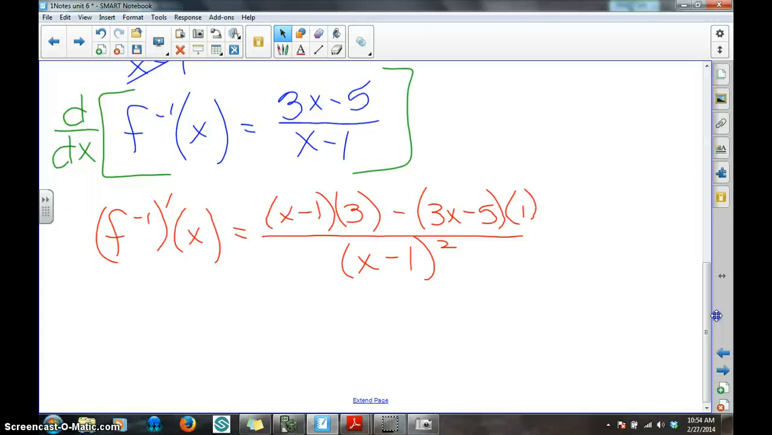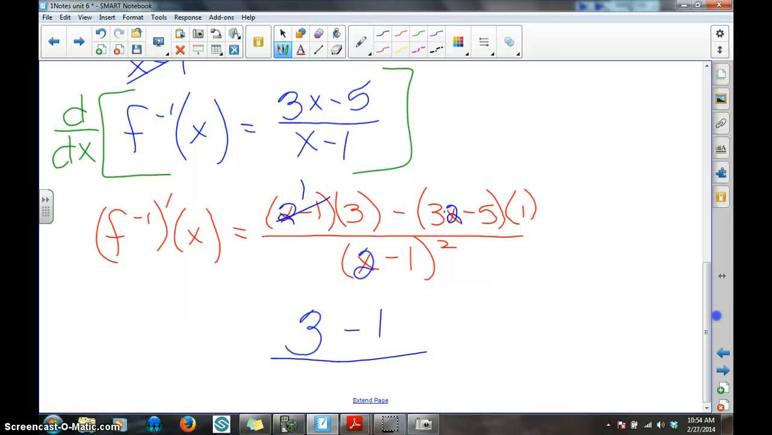So I'm not going to simplify this. I got a number. I'm just going to plug in a number. So I'm going to make every one of these x's be a 2. And I'm going to do a little math. So 2 minus 1 is 1 times 3 is 3. 6 minus 5 is times 1 is 1. And 2 minus 1 is squared is 1. This answer is a 2. We good so far? Now I'm going to try it the other way.